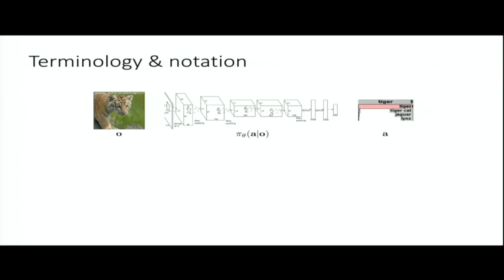So in the case of an image classification network, you would have a softmax at the top, and that softmax gives you a distribution over those discrete labels. And that network is parameterized with parameters theta, and theta here refers to the weights in the network. So our goal in learning is to find the weights theta that make this network do a good job at whatever it is that it's supposed to be doing.